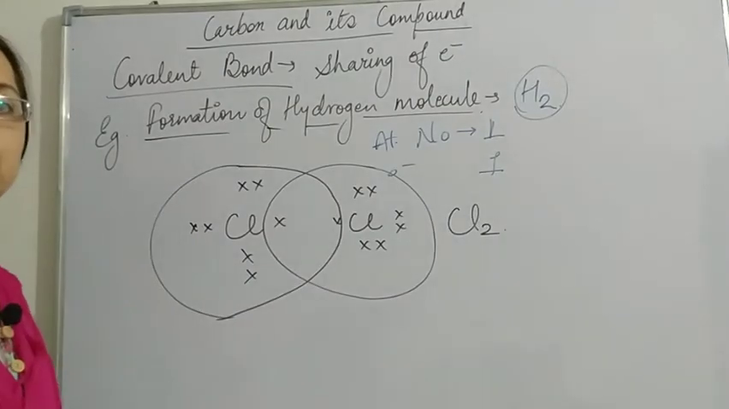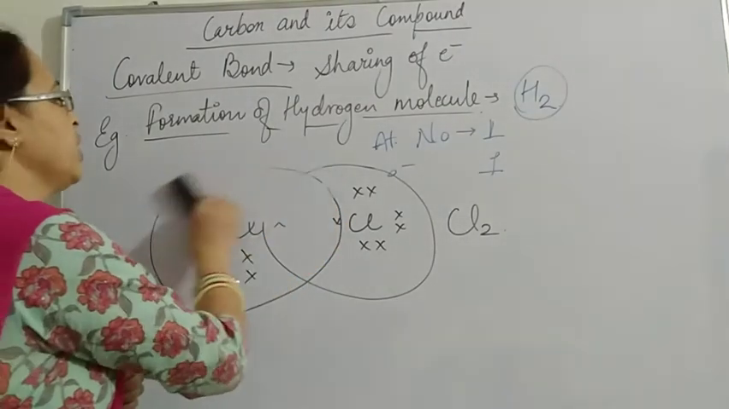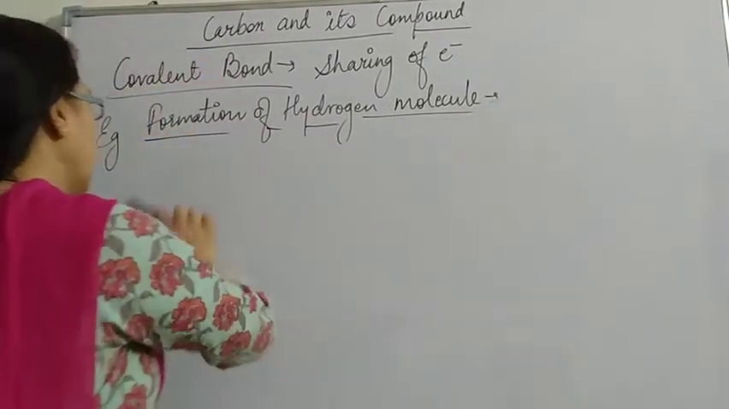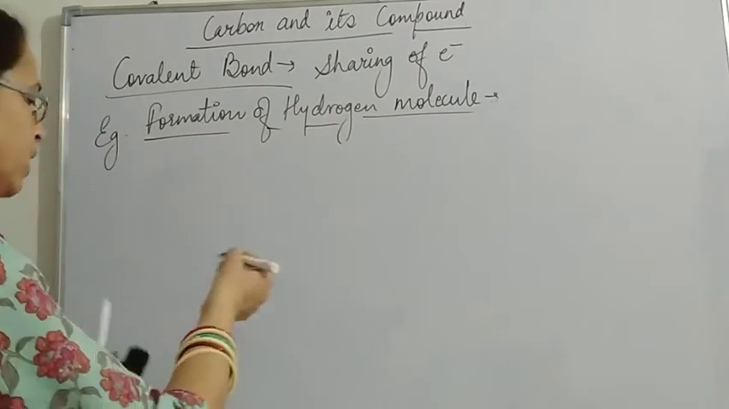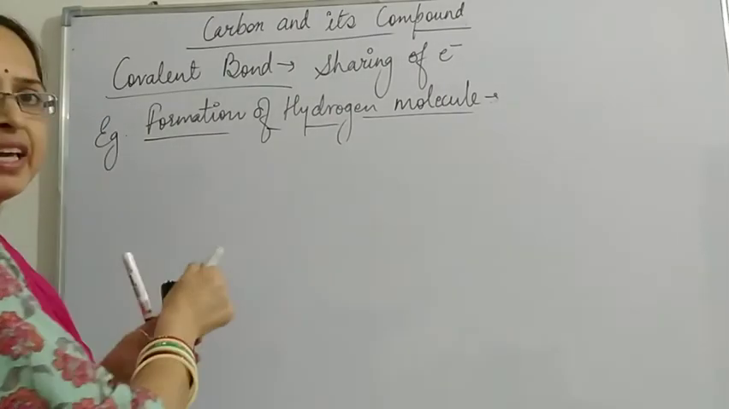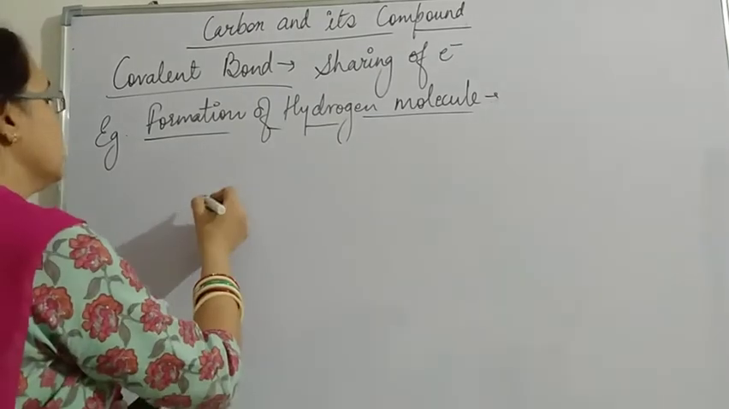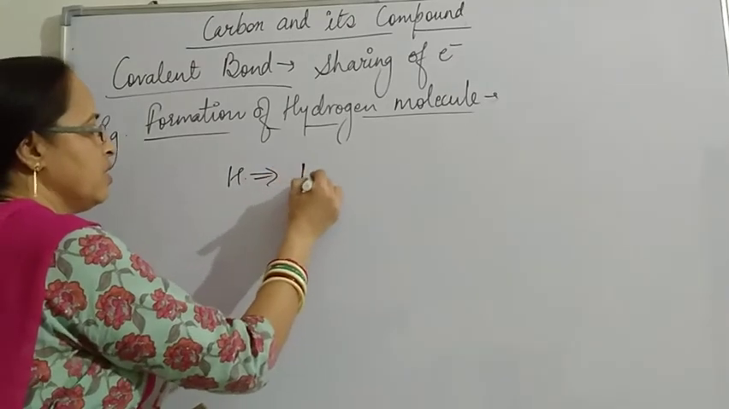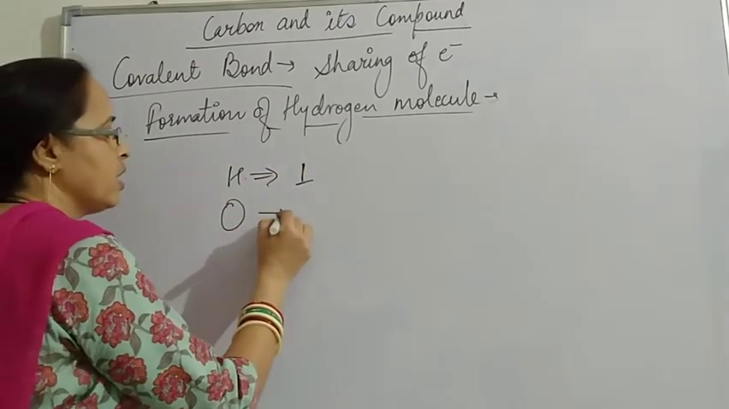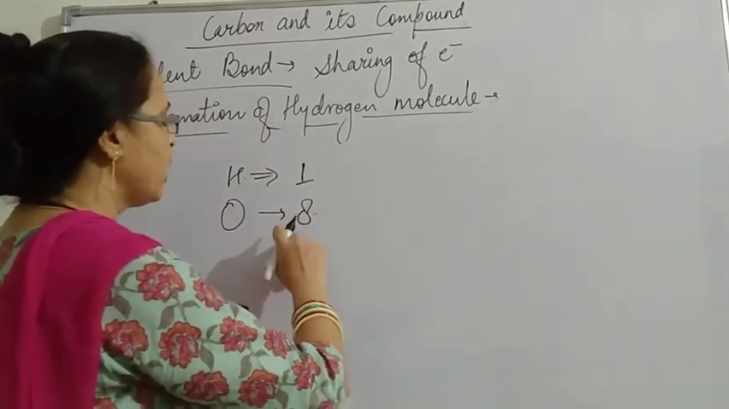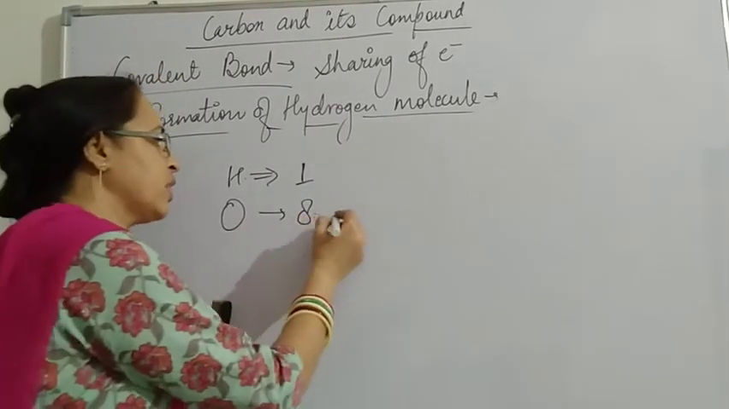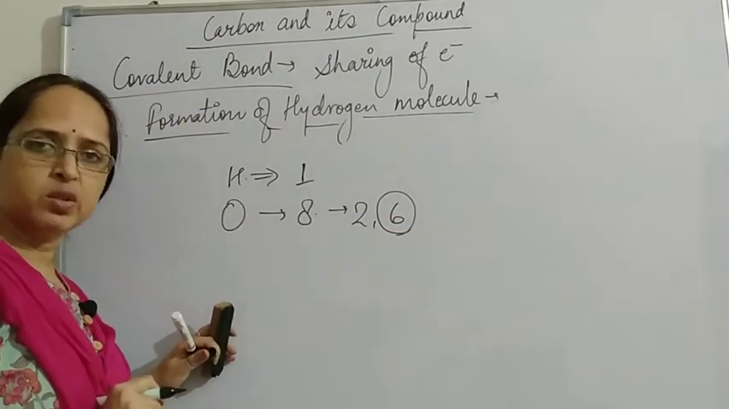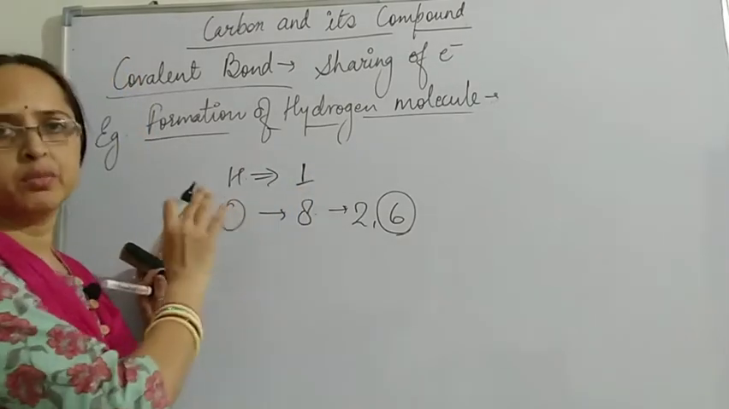Now when we talk about the molecule of water, you know that the formula of water is H2O. The atomic number of hydrogen is 1 and the atomic number of oxygen is 8. So for oxygen, the electronic configuration will be 2 and 6, so it requires 2 electrons to complete its octet. So how will it form the water molecule?